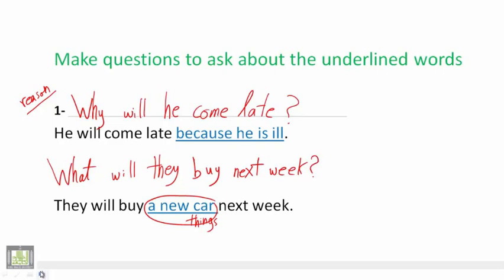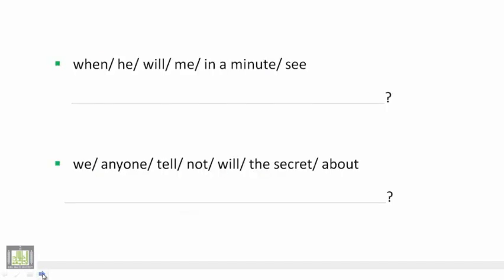Okay, I think these examples are good examples. We have more examples now, and we are asked to put these words in the right order to make questions. Let's start with the first one. We start with the WH word, when, and then we use the auxiliary verb, when will, and then the subject, when will he, and then the verb 1, when will he see me. And this is of course not existent, because it is going to be the answer.